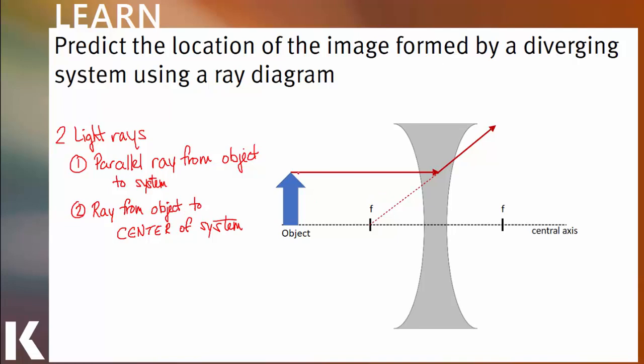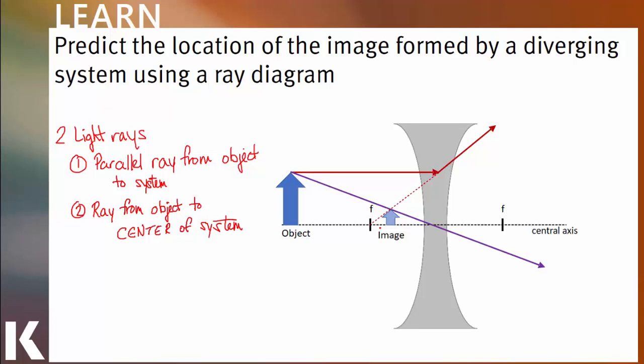So the object here is still at the tip. The center of the system will be approximately right here. Let's go ahead and draw our line. And at this point, we're actually done with our ray diagram. So now we can use it to locate the image formed by this diverging lens. And to do that, we simply look to where the 2 lines cross.